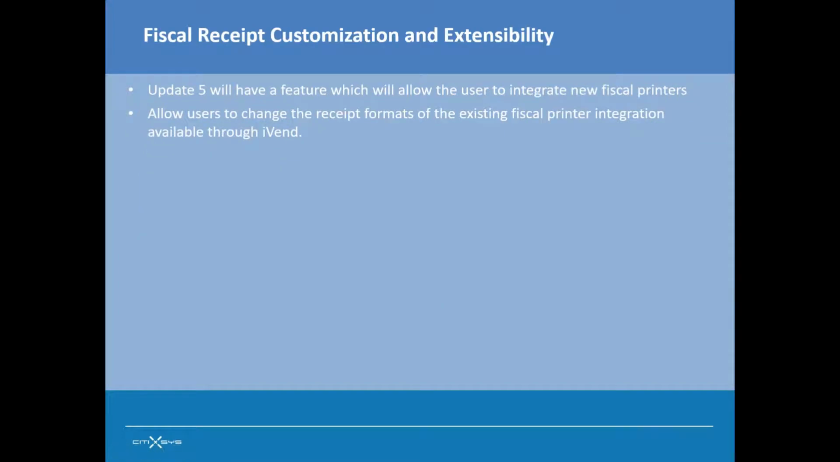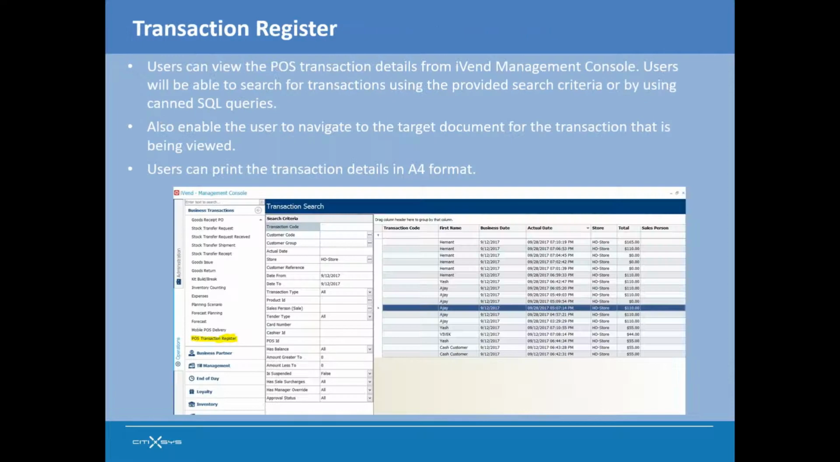Next, we have a new fiscal receipt customization and extensibility feature. I'm not going to spend too much time on this because it's more applicable for the LATAM countries. Some countries in Central and South America and the Caribbean use what they call a fiscal printer. Right now we just have the fiscal printers added to the system, but now they're going to be able to add new fiscal printers by themselves very easily using Extensibility.